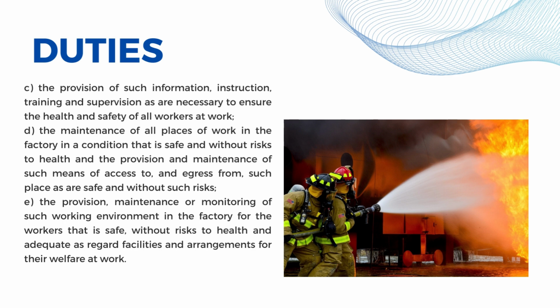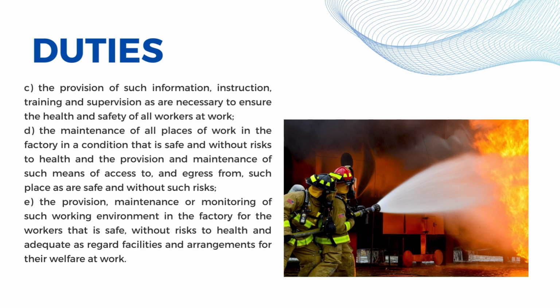Next, the occupier needs to maintain all places of work in the factory in a condition that is safe and without risks to health, and provide and maintain such means of access to and egress from such places as are safe and without such risks. This means that the employer has to keep the workplace clean and free of hazards. They need to make sure that there are safe walkways and exits, and that there is no equipment that is in disrepair.